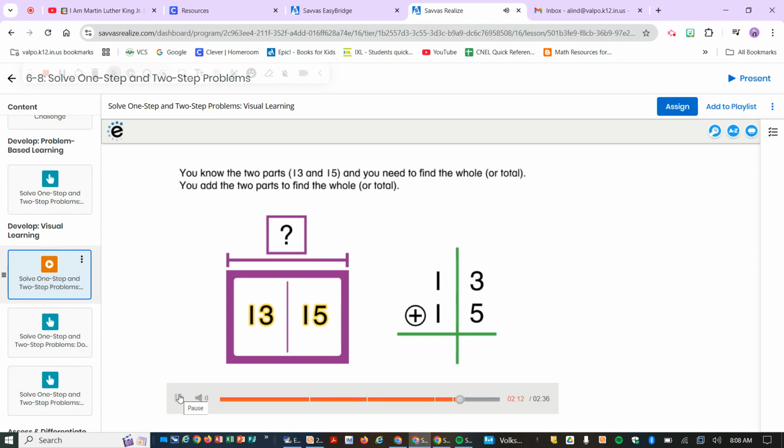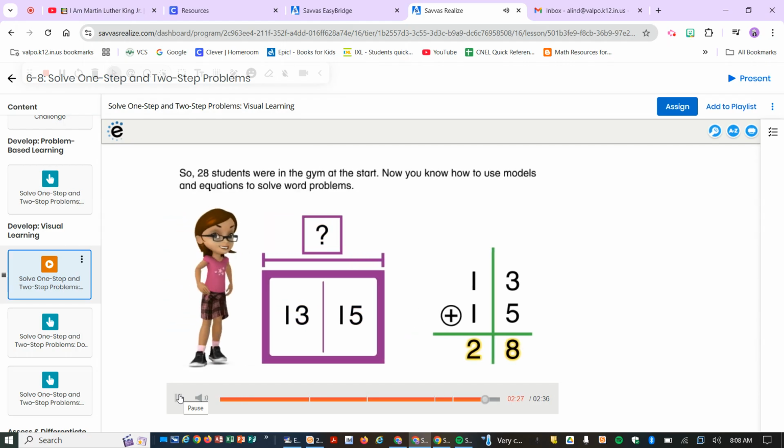You know the two parts, 13 and 15, and you need to find the whole or total. You add the two parts to find the whole or total. So 28 students were in the gym at the start. Now you know how to use models and equations to solve word problems.